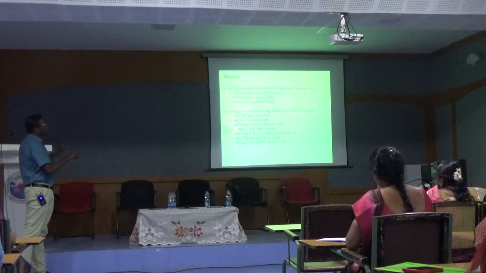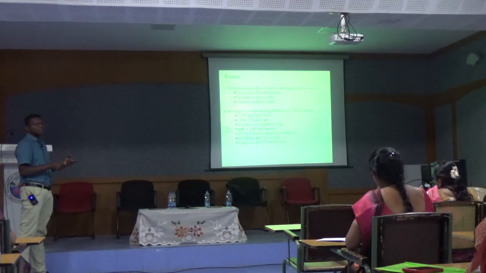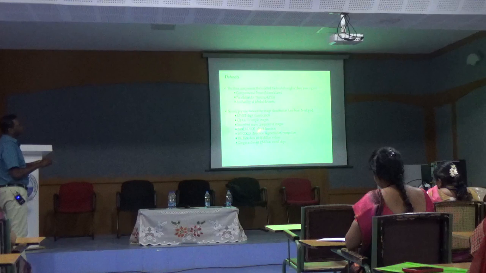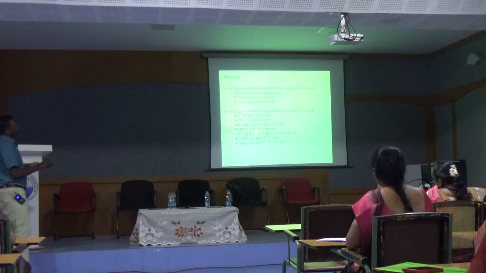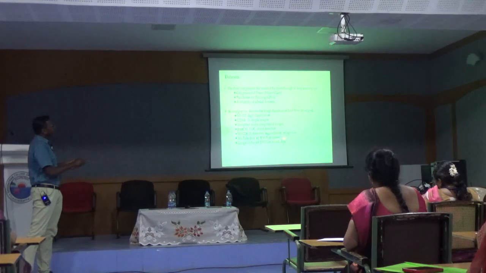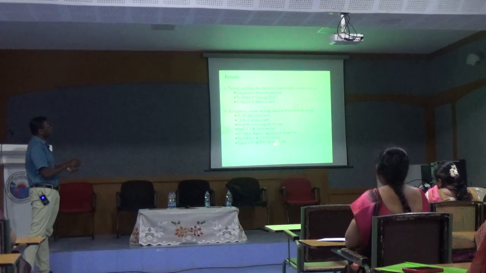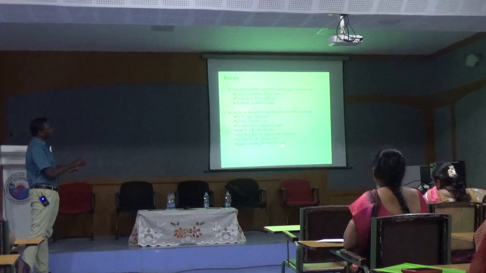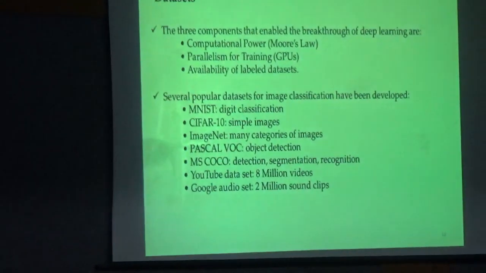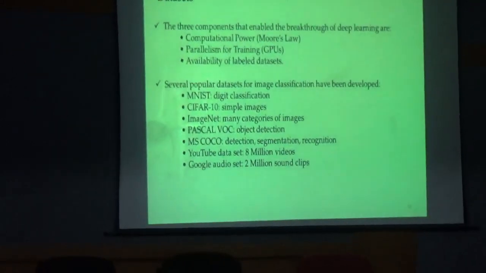It contains most of the general images, and most of the pre-trained networks like ResNet and AlexNet are all trained on the ImageNet data set. Then Pascal VOC for object detection, and MS COCO for detection, segmentation and recognition. The YouTube dataset, with 8 million videos, is available for video processing. And Google AudioSet, with 2 million sound clips, is available for audio processing. So these are some of the popular datasets for image classification or signal classification.